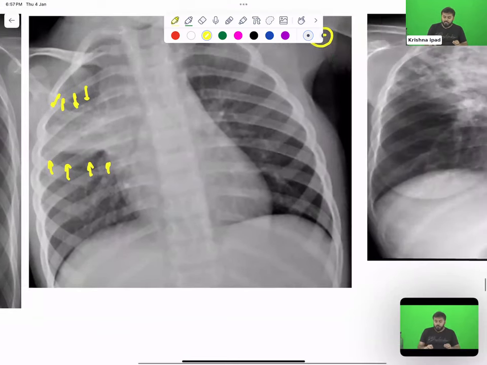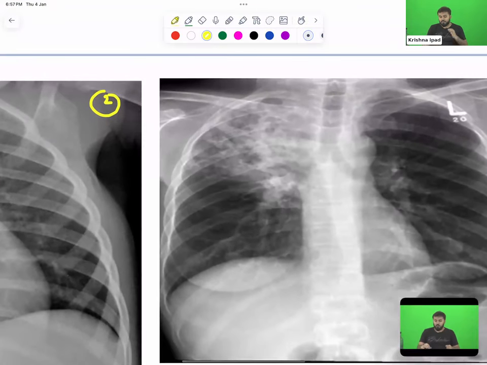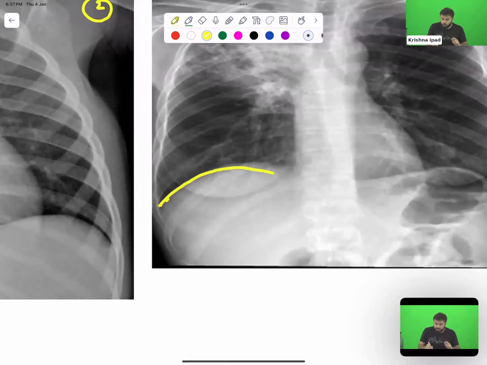Right. Now, look at this X-ray and tell me, what is this? Who will tell me? See, before answering, keep a few things in mind. Pleural effusion means it starts from the domes down. Look, here the dome is normal. This dome is normal.